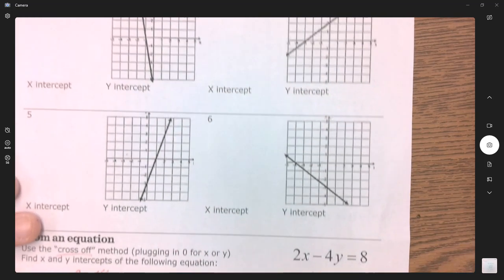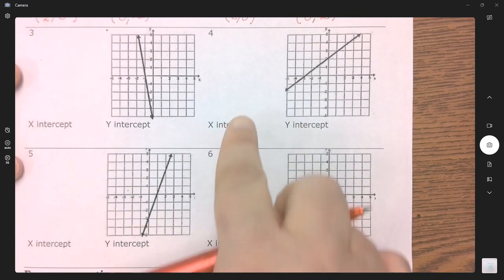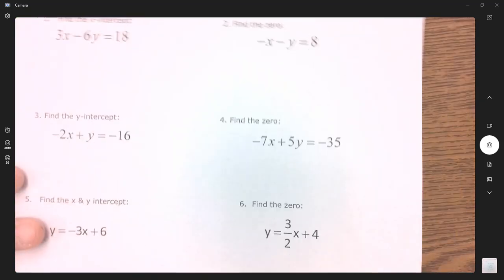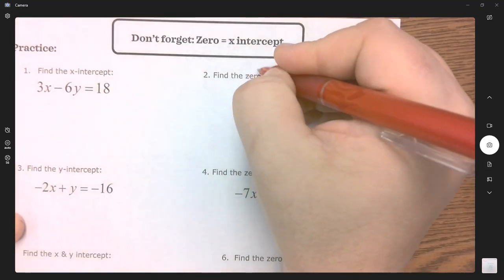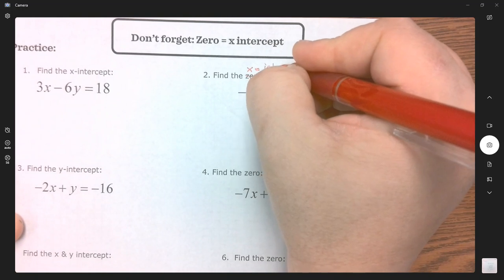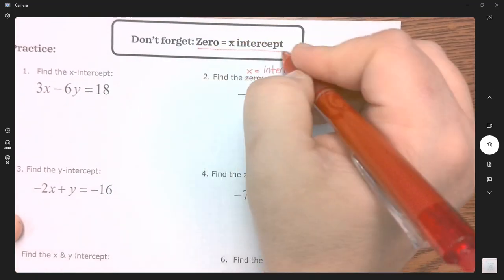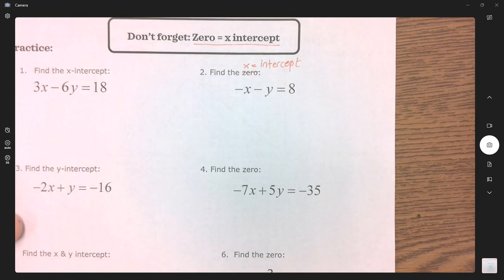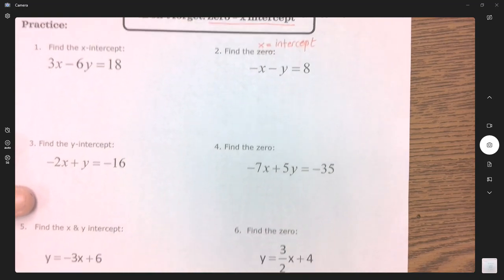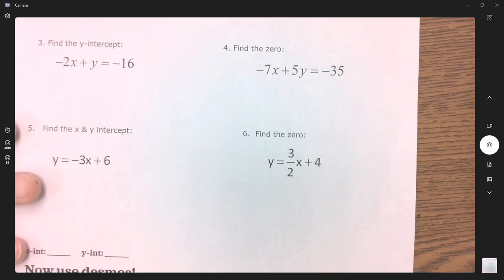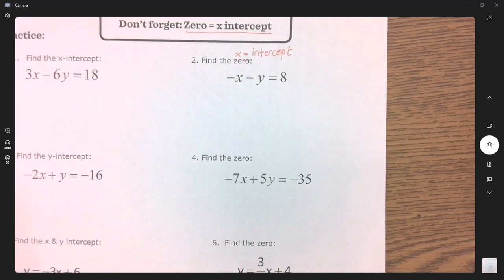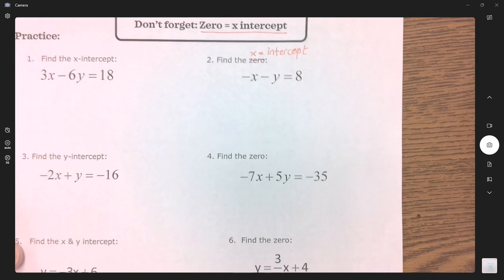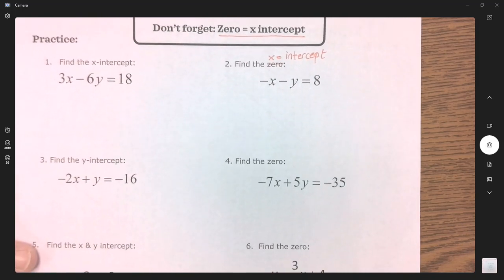Okay? So I'd like you to do the even numbers on the front, 4 and 6, please. And then on the back, when it says find the 0, remember this just means x-intercept. Even says so at the top of the paper, okay? You can solve this algebraically using the 0 method that we just did, or you can graph it in Desmos and find the x and y-intercepts from a graph. Either way, remember to graph it in Desmos. You just need to type it in, look at the graph, and find the intercepts, similarly to how we did on the front of the page, okay?